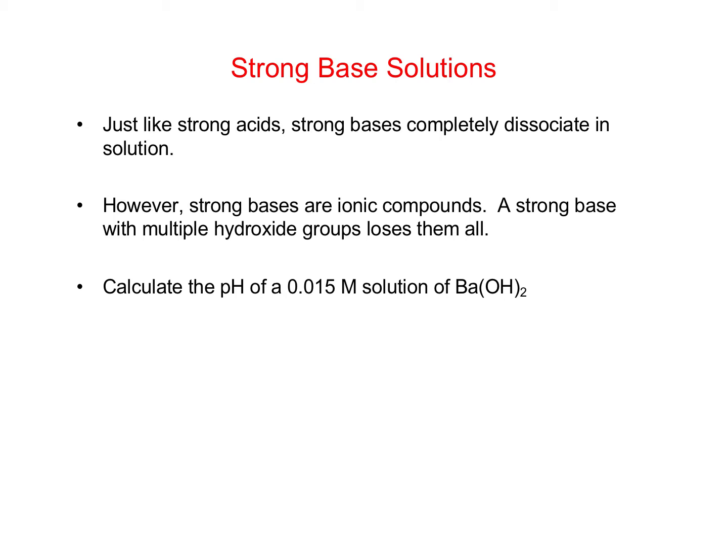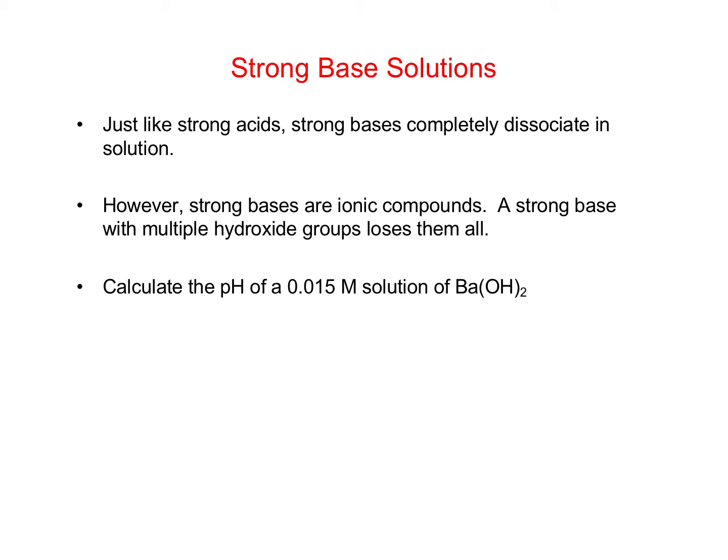That being said, strong bases, at least the ones that we're talking about, are ionic compounds. And so a strong base with multiple hydroxide groups loses them all when they dissociate, right? When we talked about polyprotic acids, we only worried about the first H plus being donated. In the case of strong bases, when we have these salts or these hydroxide compounds, they're going to completely dissociate. And so that could give us multiple hydroxide ions upon dissociation. And so barium hydroxide is an example just like that.